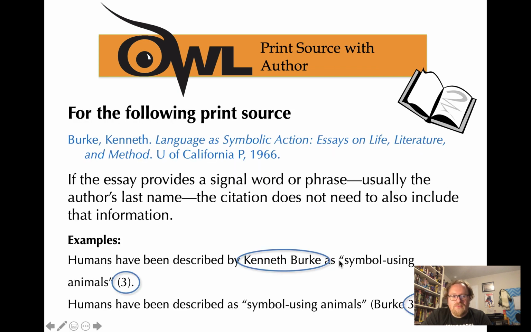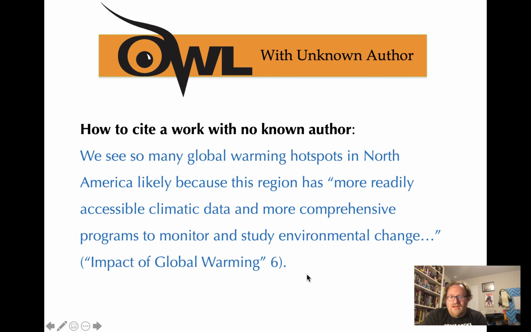Same thing applies here. We have a work here, Burke, Kenneth, Language of Symbolic Action, Essays of Life, Literature and Method, University of California Press, 1966. Same quotation both times. The first time they used the author's name in the introduction, and the second time they didn't. Either is correct. The key thing here is that I have the author's last name, which can lead me back to the works cited entry, and therefore if I found that specifically published book and open to page 3, I should be able to find this symbol using animal quote there. Okay? Again, paper trail.